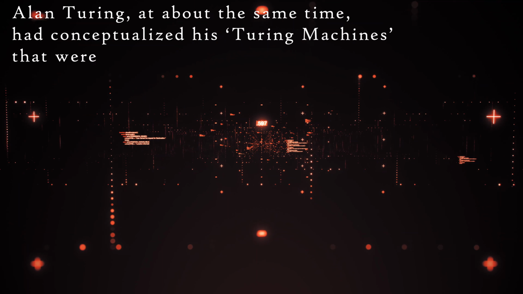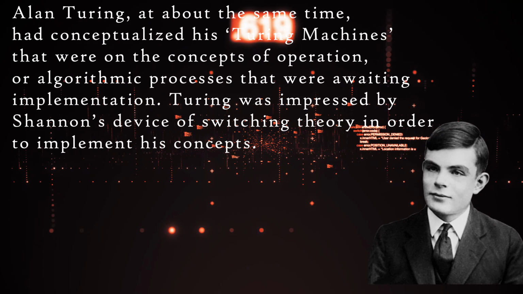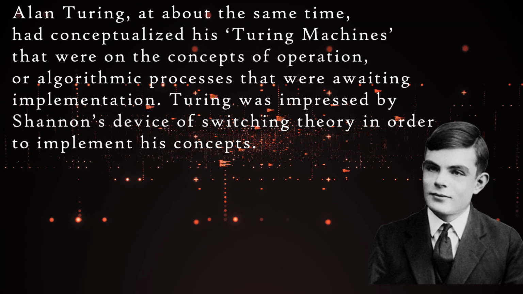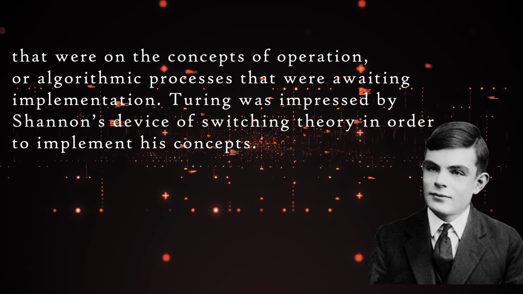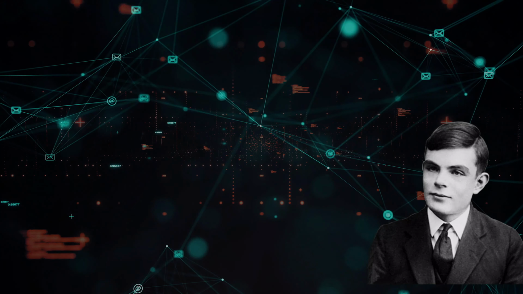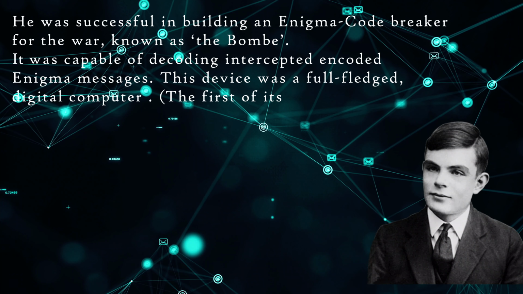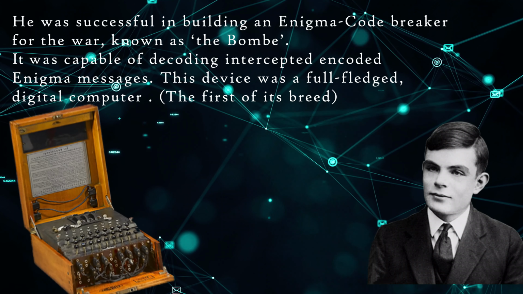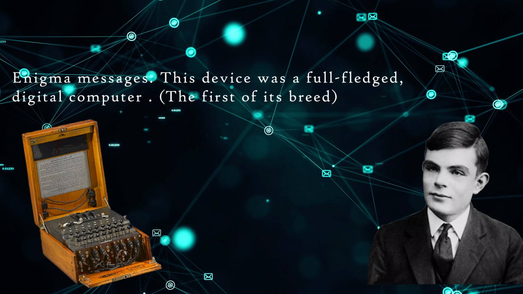Alan Turing at about the same time had conceptualized his Turing machines that were based on the concepts of operation or algorithmic processes that were awaiting implementation. Turing was impressed by Shannon's device of switching theory in order to implement his concepts. Alan Turing was successful in building an enigma codebreaker for the war, which was known as the Bombe. It was capable of decoding intercepted encoded enigma messages. This device was a fully-fledged digital computer.